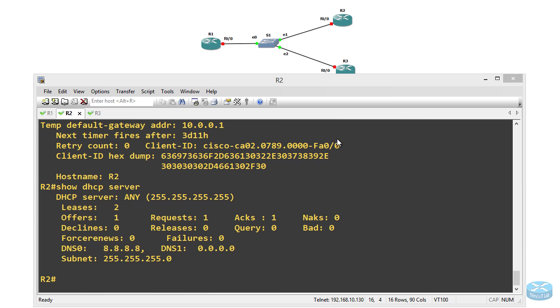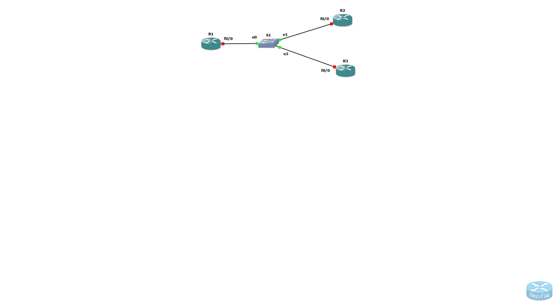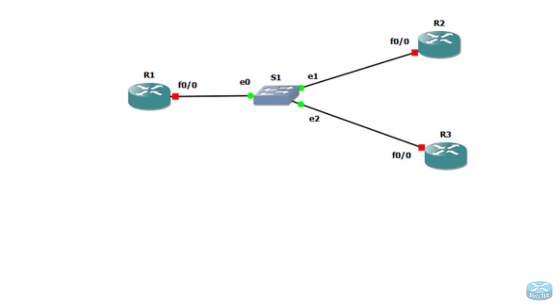Acknowledgements here. So in this video, what we have done is we have configured a DHCP server on router 1, R1. We have configured router 1 as a DHCP server, and then we have got the IP address dynamically to R2 and also to R3.